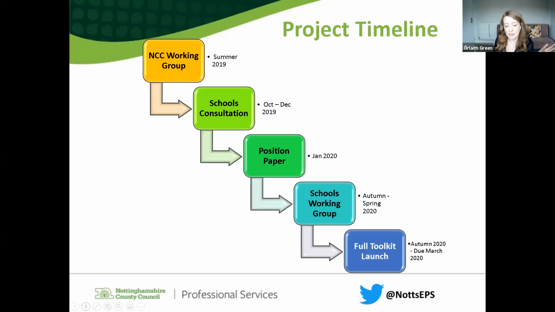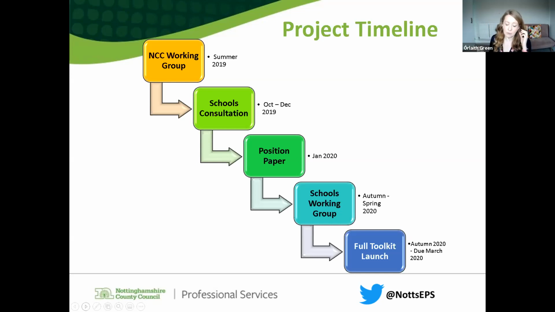So let me just tell you a little bit of a history of the project and the toolkit. It all started in summer 2019, many moons ago, in the old days, pre-COVID, when people could meet in person. A group of us got together at Meadow House in Mansfield to talk about a working group in the area of relationship-based practice.